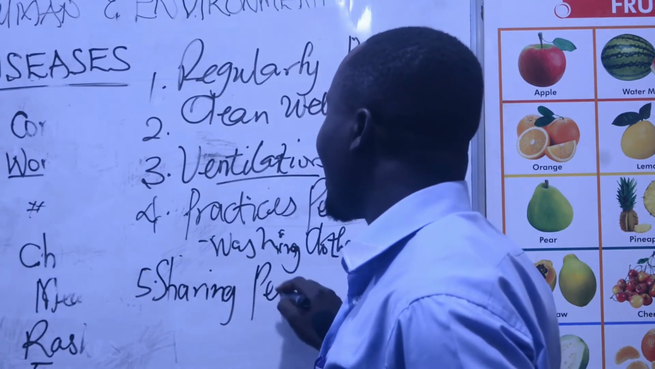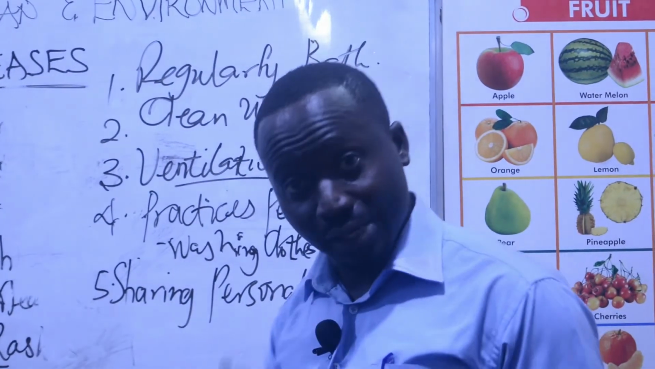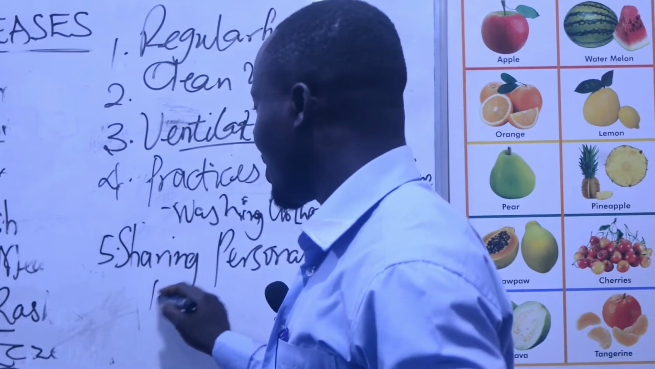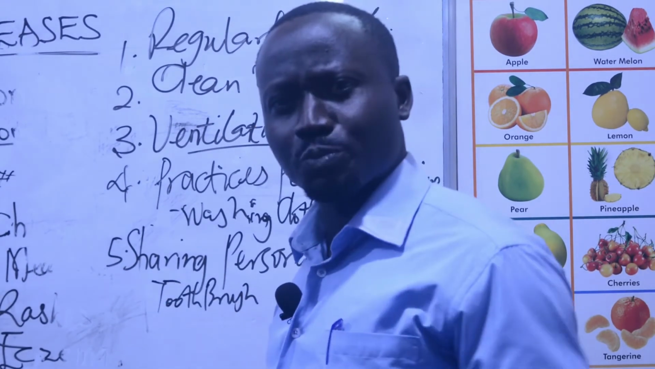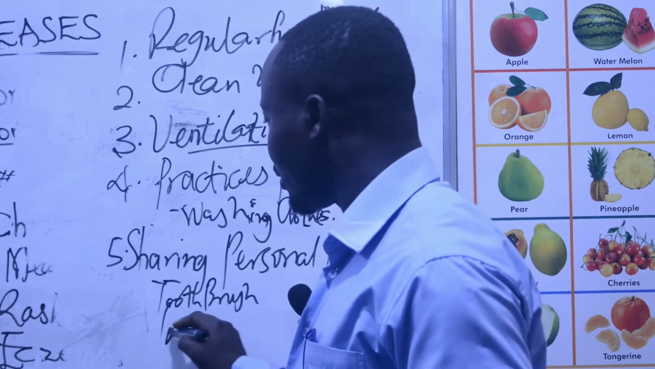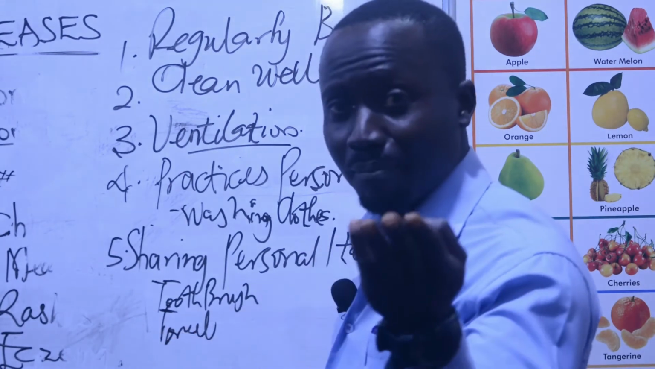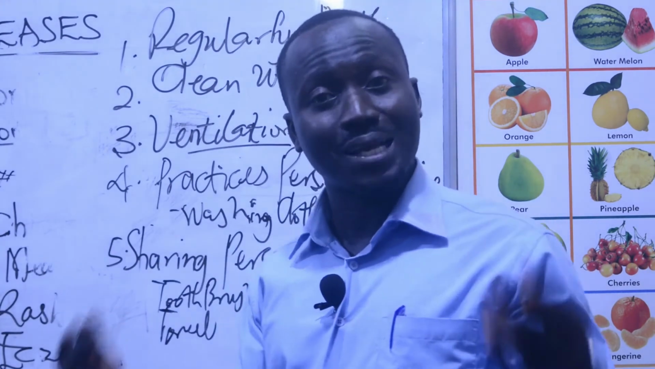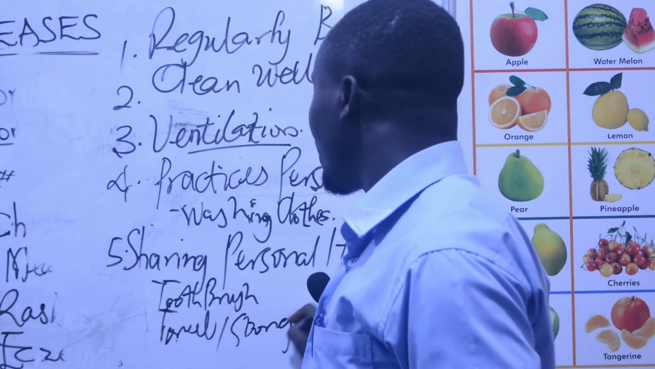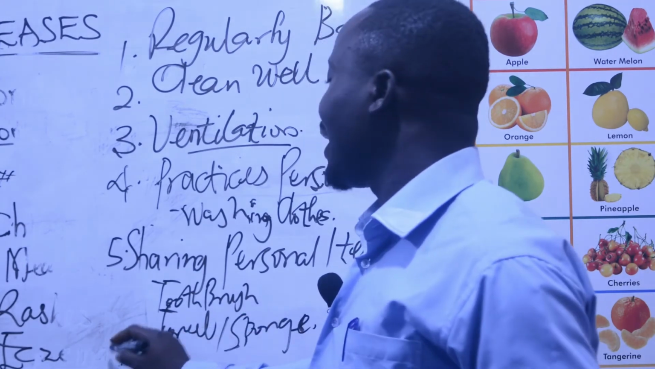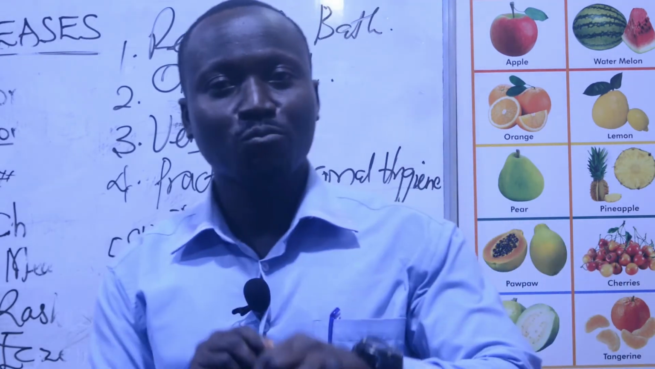Avoid sharing personal items. Examples of personal items. Can you cite one? Yes, your toothbrush. You don't have to share your toothbrush. Even your spoons, your cutlery sets, your towel, shaving stick. Remember, we made mention of all these personal items. Your sponge, you don't need to share any of these because it's possible that an infected person can easily contaminate you with the skin disease.